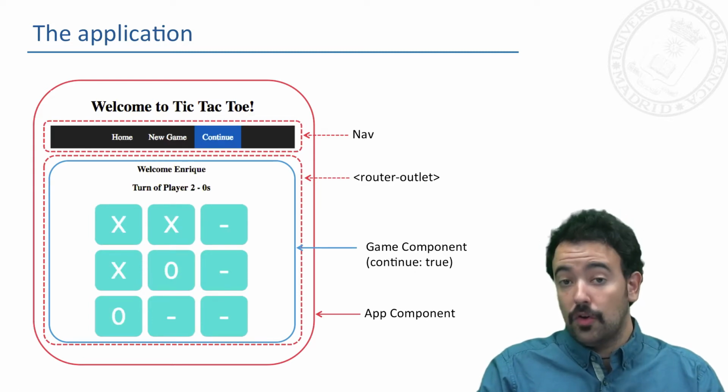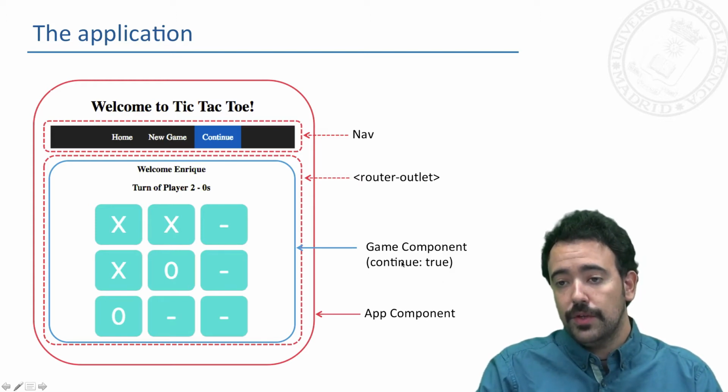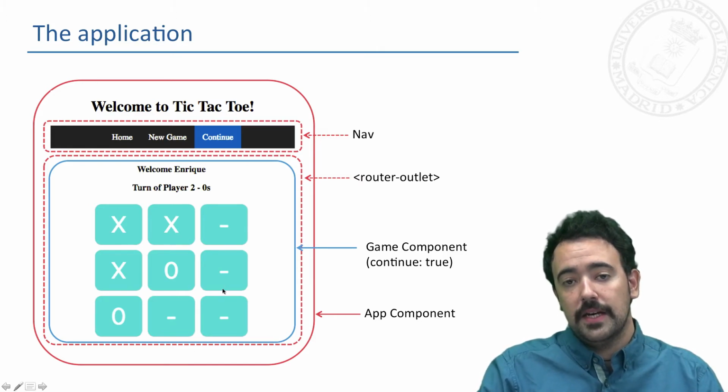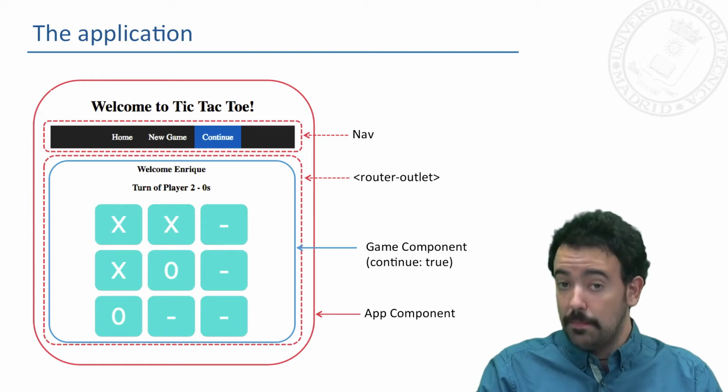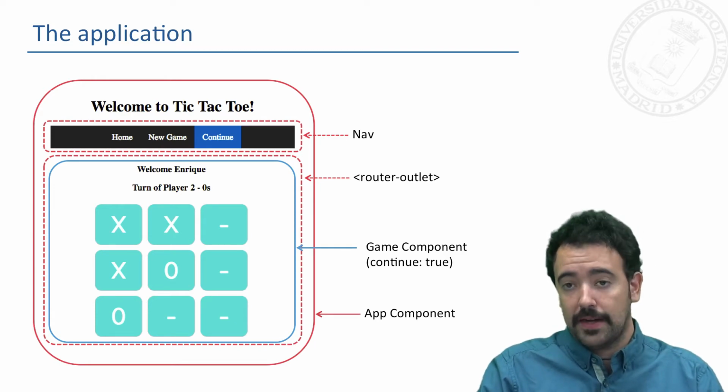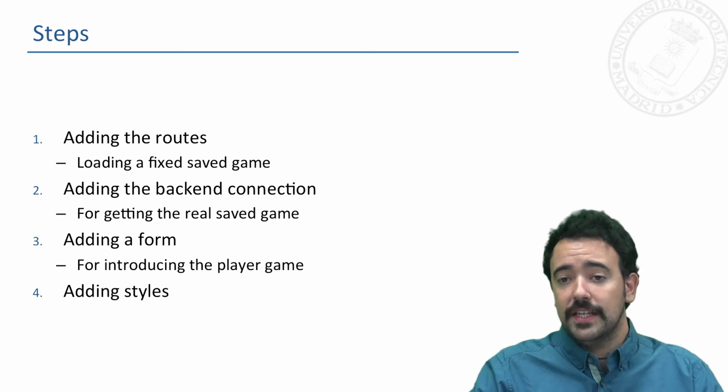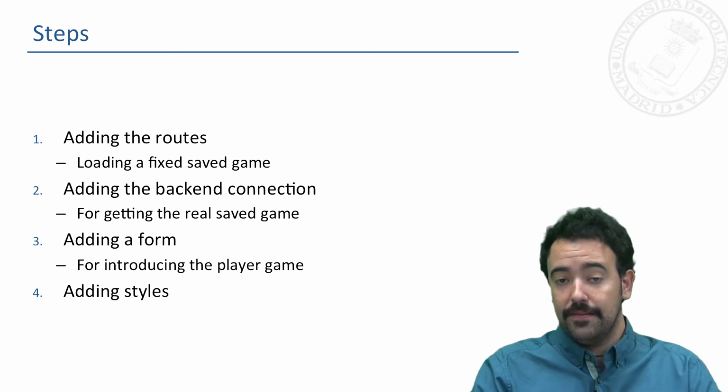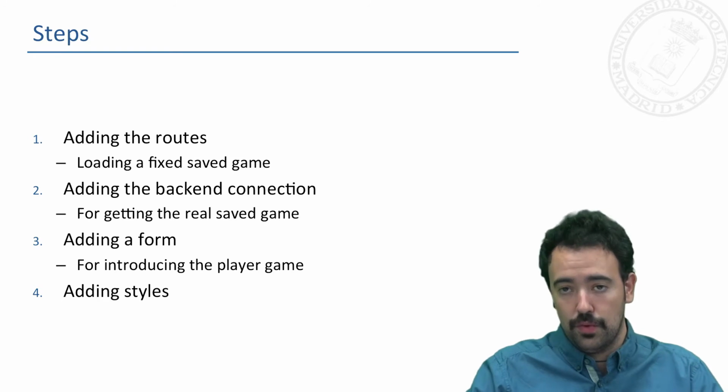Finally, when we click on continue, we will pass to the component an extra parameter. We will see with detail later how to do this, with a property continue set to true, and in this case we will load here the saved game. Okay, so this is what we need to implement in this part of the MOOC, and we will follow the steps you can see in this slide in order to do it.